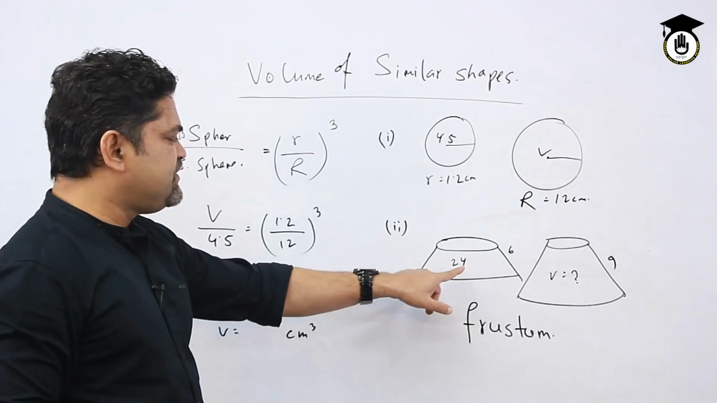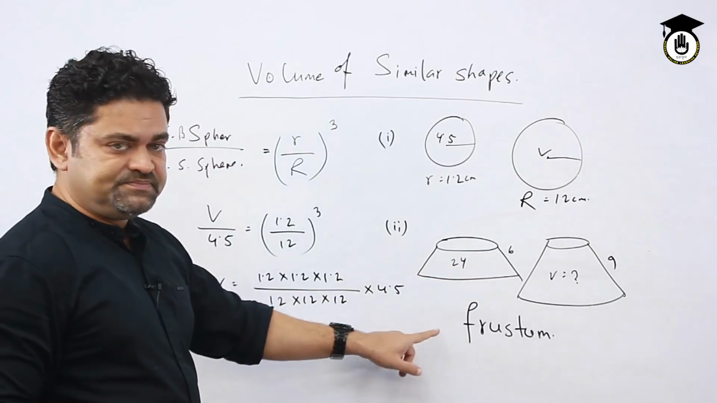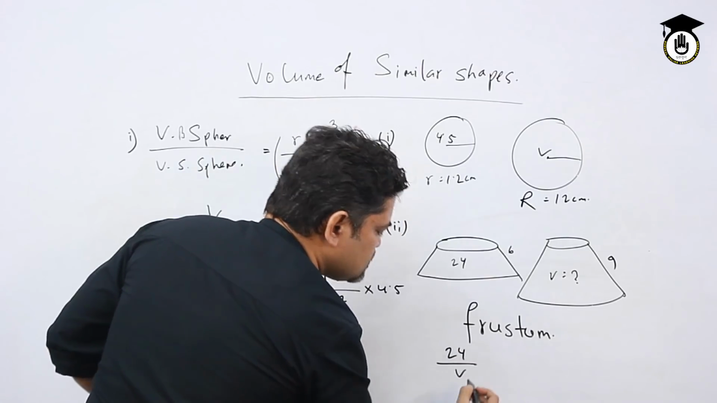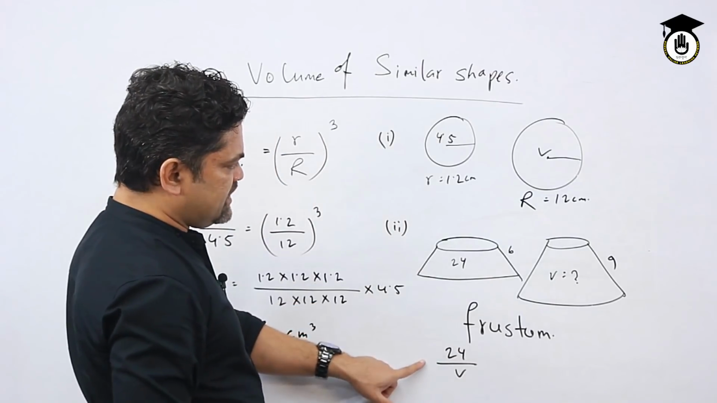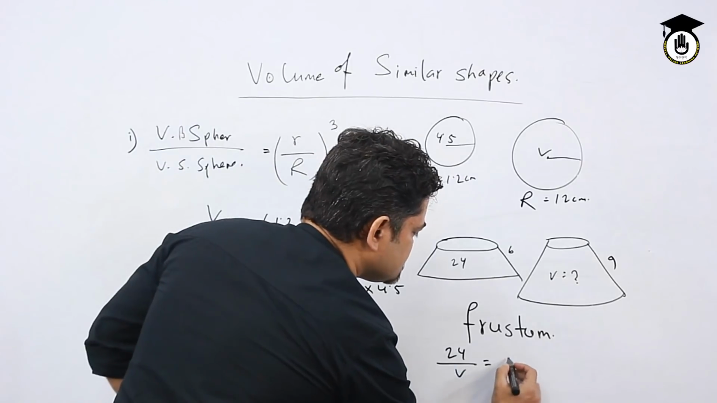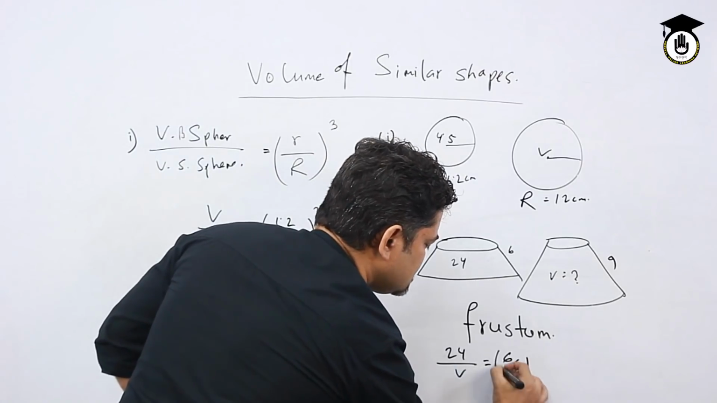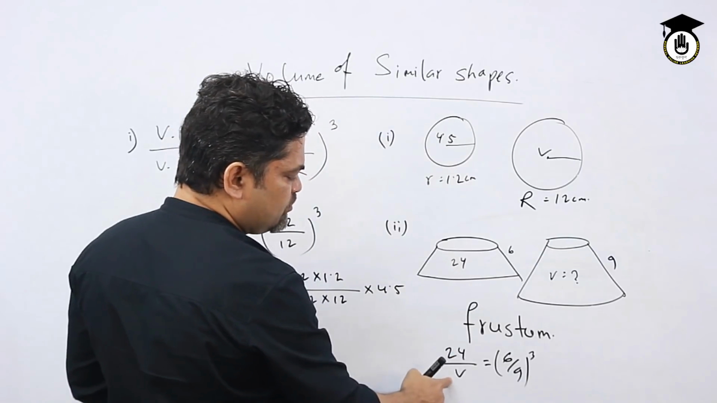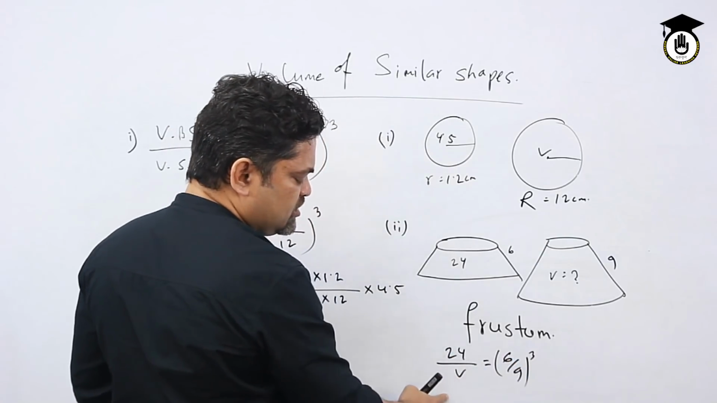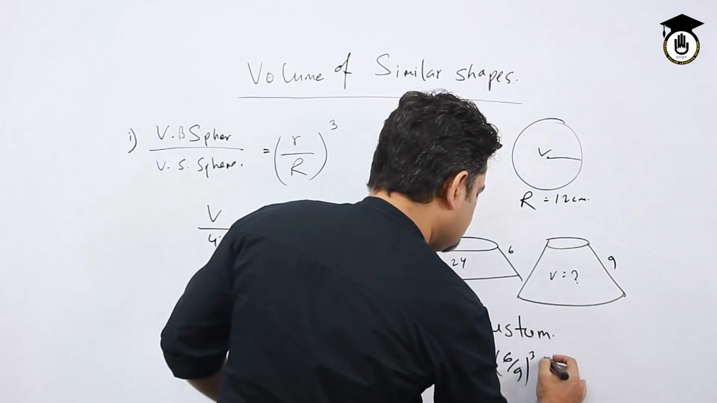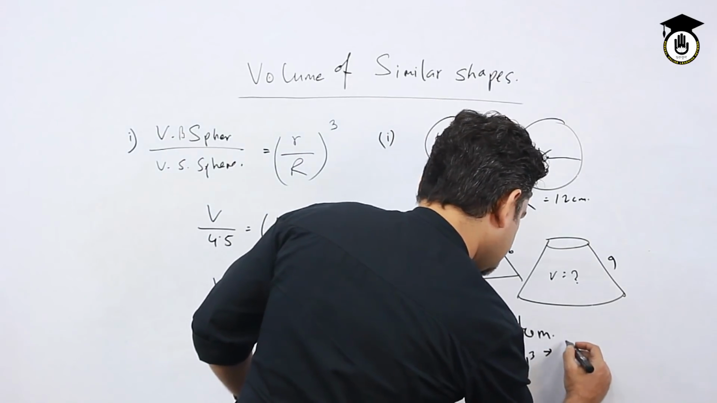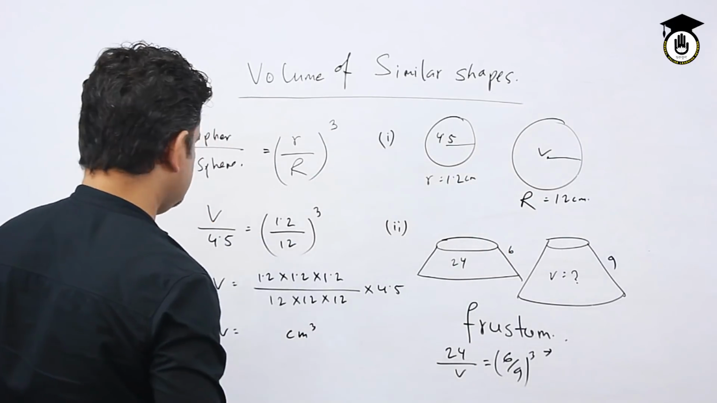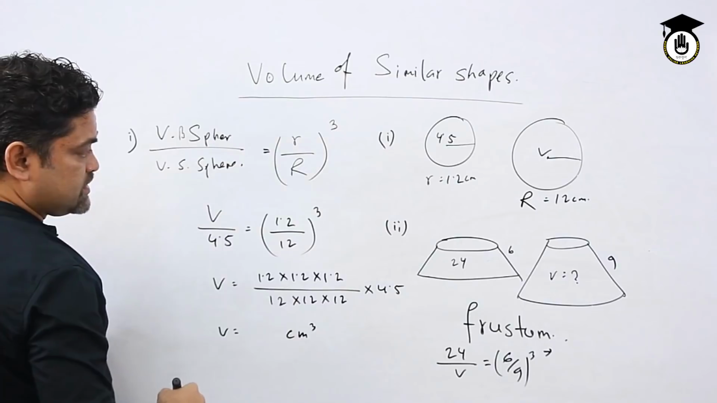The same applies to the frustum. If you see the frustum, in the same way, one volume is given as 24, and the other volume is V, which will equal 6 by 9, cubed. So the volume V will go here and 6 by 9 cubed will come here. You can also solve this one like this, where it would be easier for you to understand.